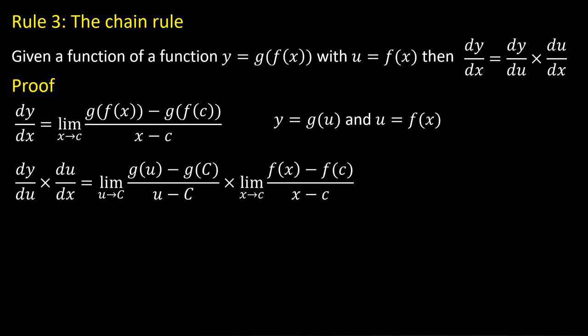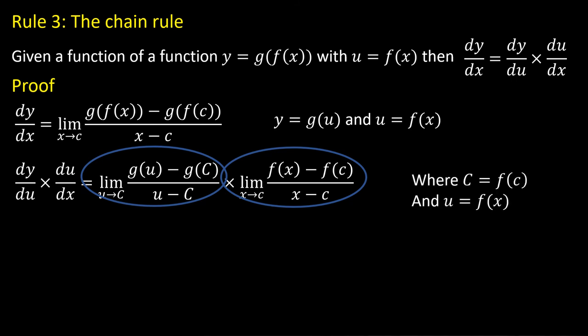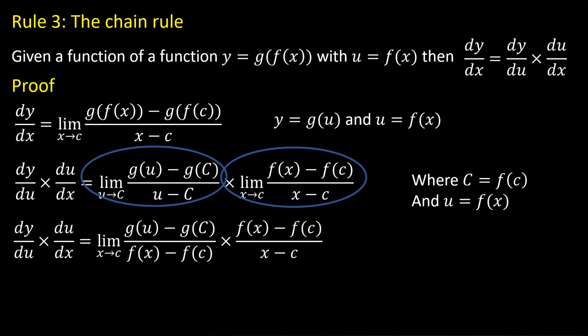This function is dy/du. The function du/dx is then simply the limit as x approaches c of (f(x) minus f(c)) over (x minus c), c now being lowercase. The u minus uppercase C is just f(x) minus f(c), because uppercase C is the value the function f takes when x equals lowercase c, and u is the general value f takes given value x. We can now cancel the denominator of the first expression with the numerator of the second, as the limit as x approaches c of a function over itself is simply equal to 1, as we have already discussed.